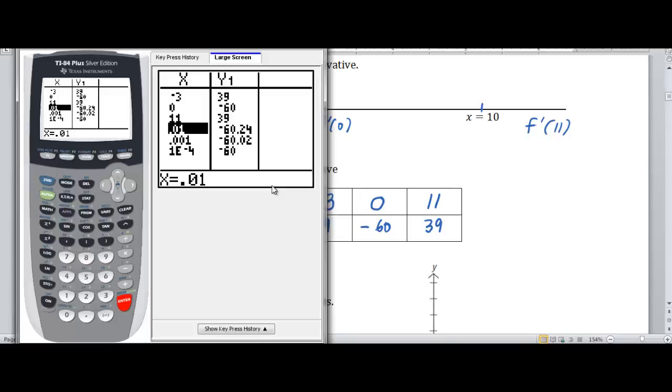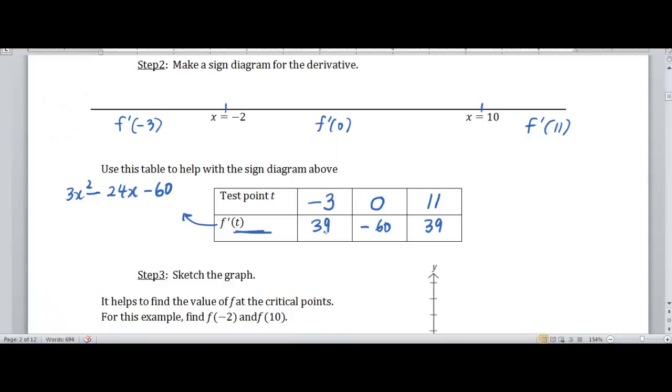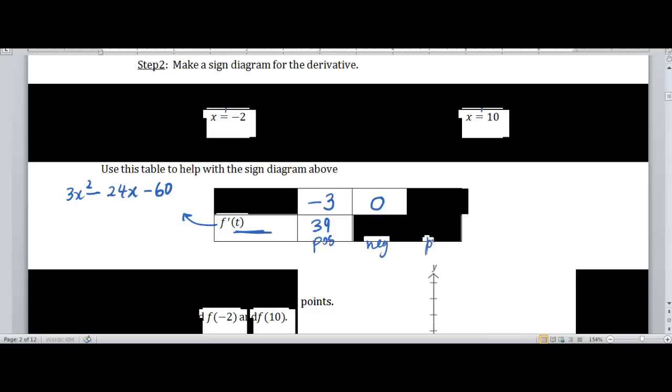And this tells us whether the graph is increasing or decreasing. Okay, so 39 at -3, the first derivative is positive. This first derivative at 0 is negative, and this is positive.